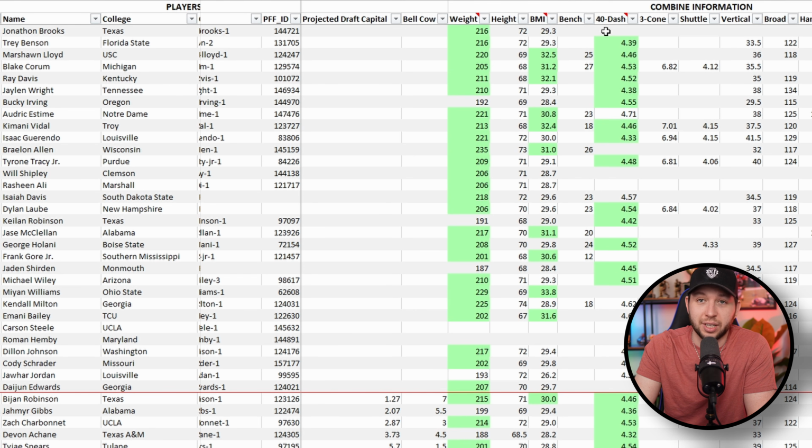40-yard dash, I just want to see a sub 4.55. Weight adjusted speed score, so just speed score, I want to see that over 100. That's the same metric as wide receiver. Burst score, I want to see that over 20. Again, same metric as wide receiver. So I want to see prototypical sized body and pretty good athleticism. That's essentially what I'm looking for from the combine. I don't really care if you blow the combine out of the water. I just need to see you hit some baselines, and that's all this really is.